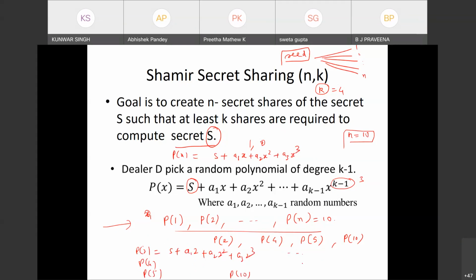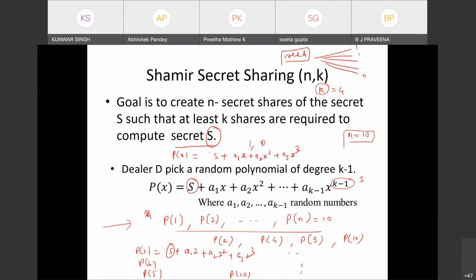So I have got 4 equations and 4 unknowns: S, A1, A2, A3. With 4 equations and 4 unknowns, I can get all these values. I need only S, my seed. I don't need A1, A2, A3. So this is the idea. Is this idea clear?